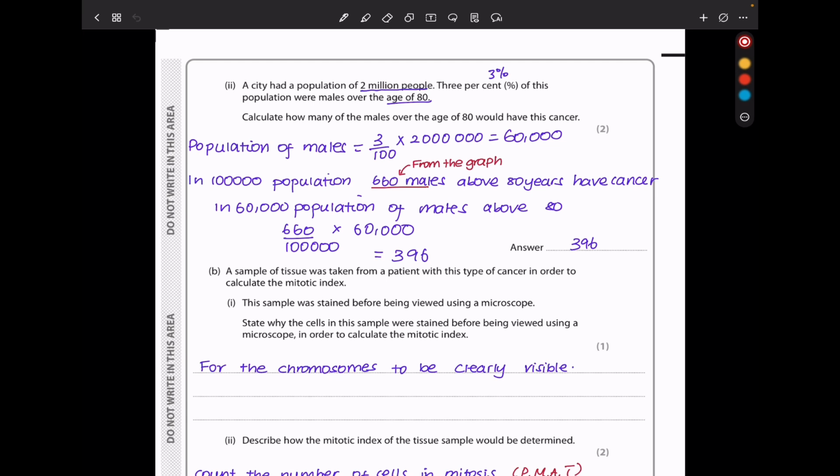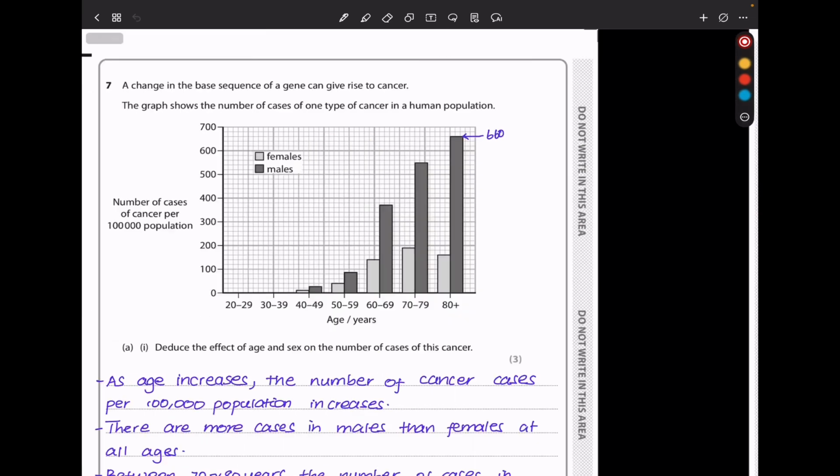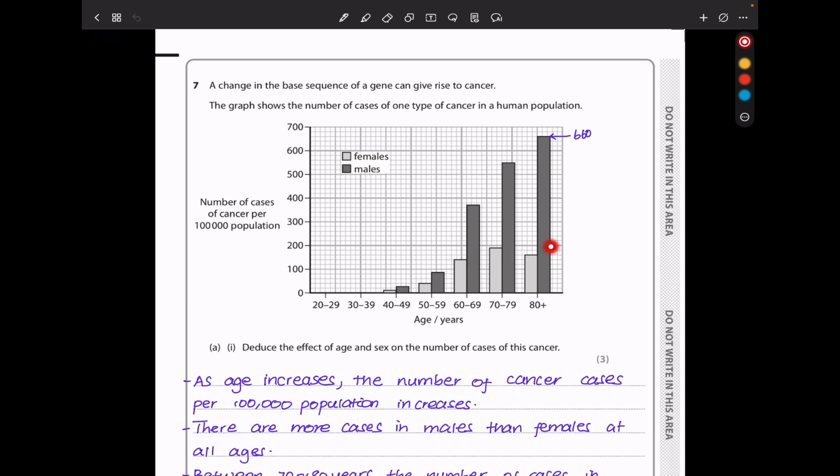And next they say a city had a population of 2 million people. 3% of this population were males over the age of 80. Calculate how many of the males over the age of 80 would have this cancer. So taking you to the graph, we can see over the age of 80, we have about 660 people in 100,000 have the cancer.